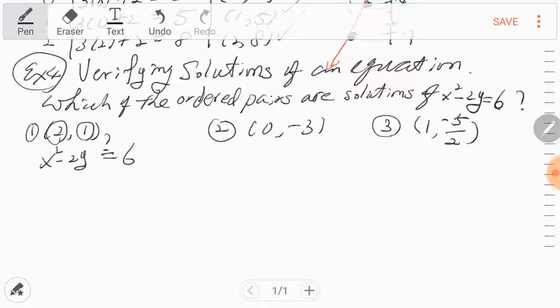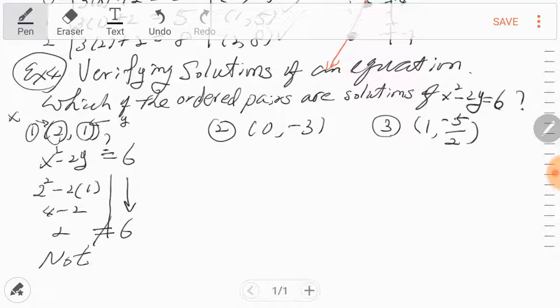So x equals 2. So plug in the first value, the first number is the value of x, the second number is the value of y. So let's plug in these numbers. So x is 2, 2 squared minus 2 times 1. Okay, then 4 minus 2 is 2. And is this equal to 6? No, it's not equal. So this is not a solution. Not a solution.